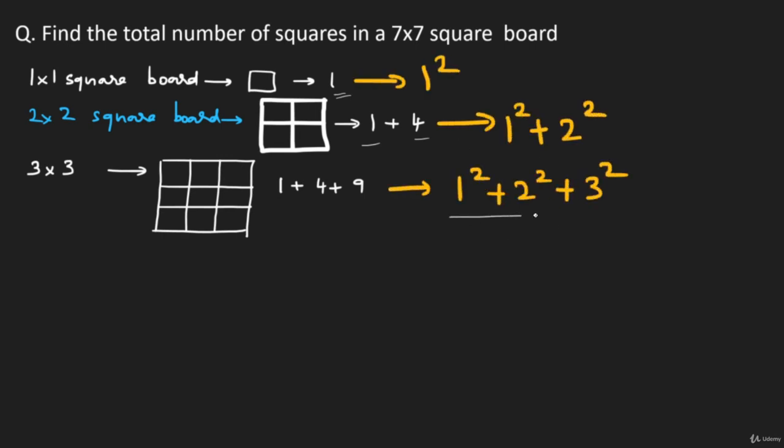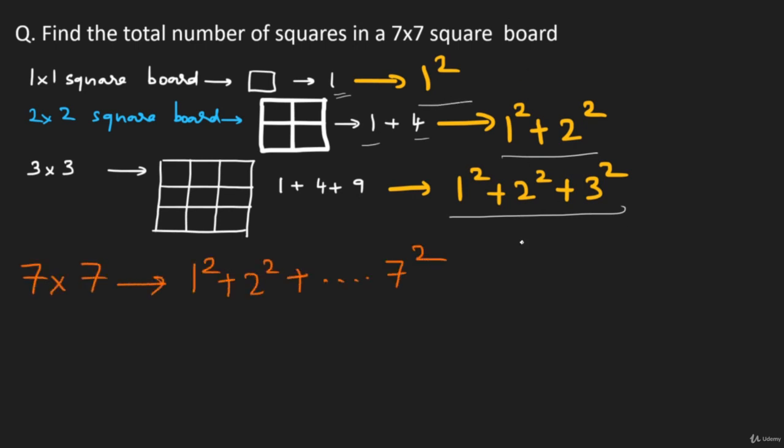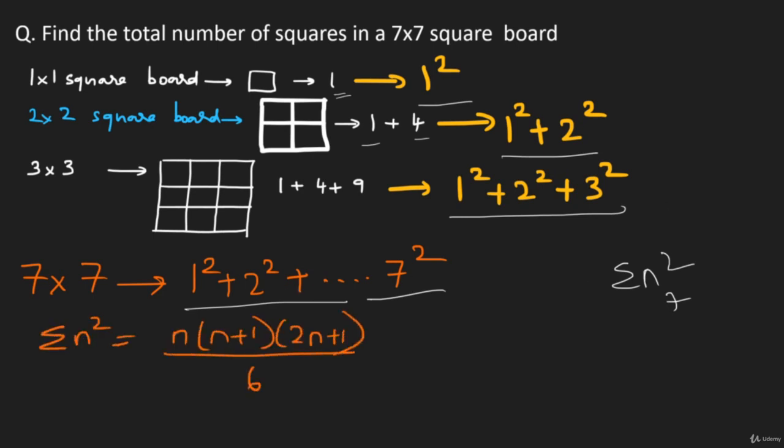So, expanding on this pattern that we have seen over here, in the case of a 7 by 7 square board, you can form 1 square plus 2 square plus 3 square up to 7 squares, right? And this is nothing but sigma n square series, where n is equal to 7, right? And we know if you want to find sigma n square, that's equal to n into n plus 1 into 2n plus 1 by 6.